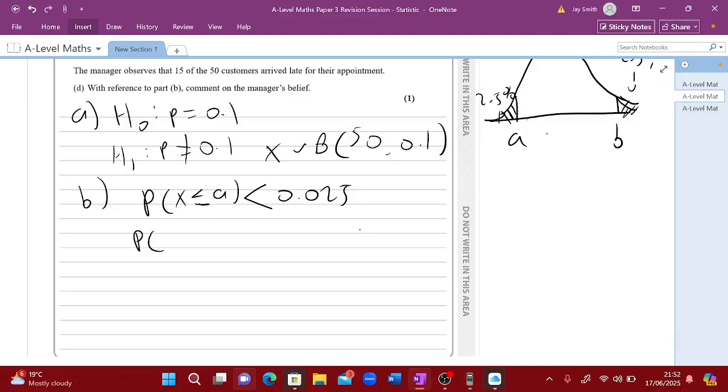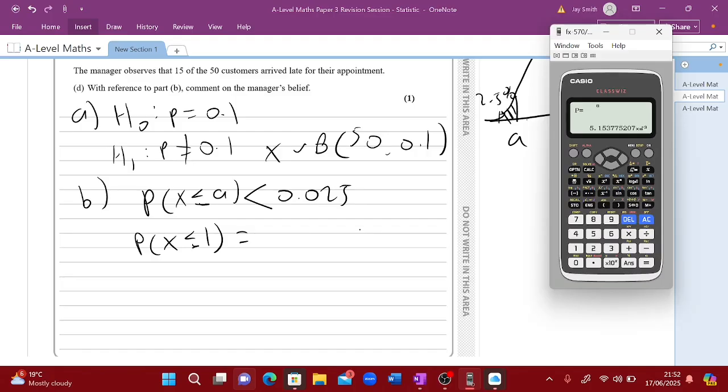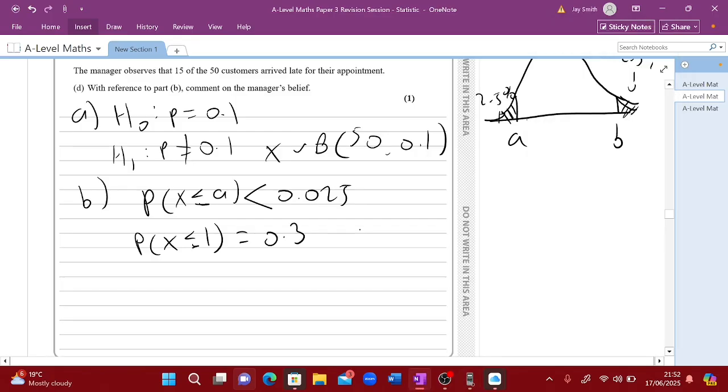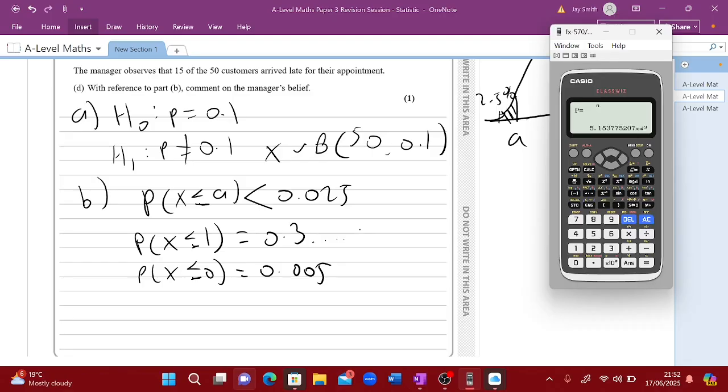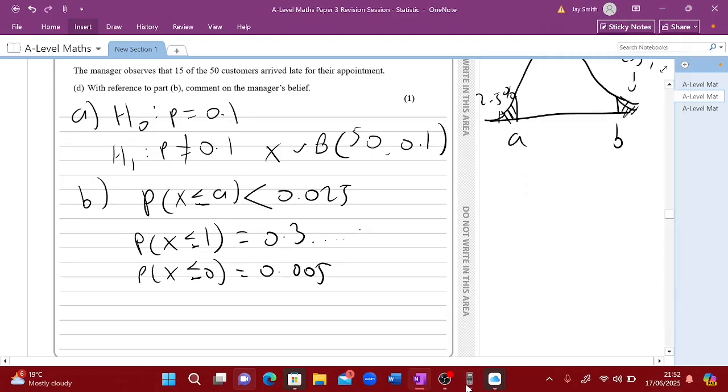So the probability that x is less than or equal to 1 is 0.03 something. And then the probability that x is less than or equal to 0, well, that's just equal to 0, but it doesn't really matter. That's 0.005, that's in standard form. But clearly 0.005 is less than 0.025. Therefore, A is equal to 0. Hopefully you can spot that, right?